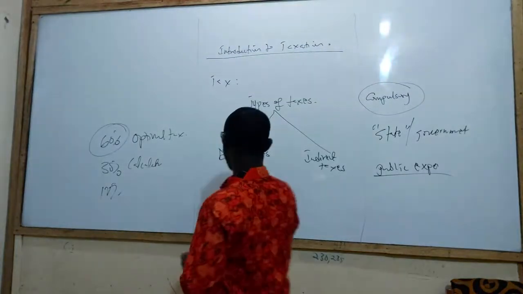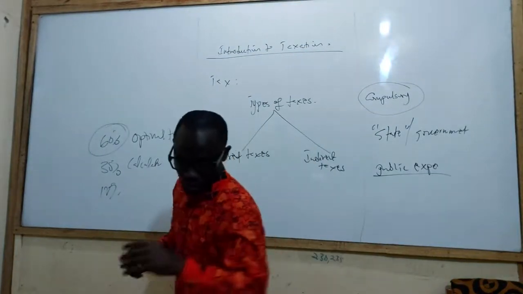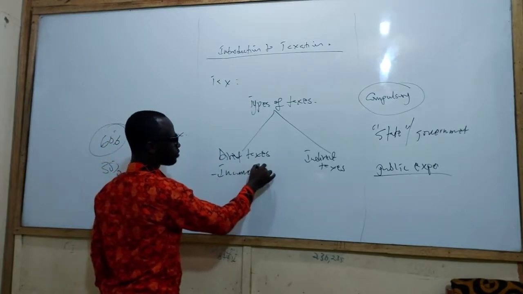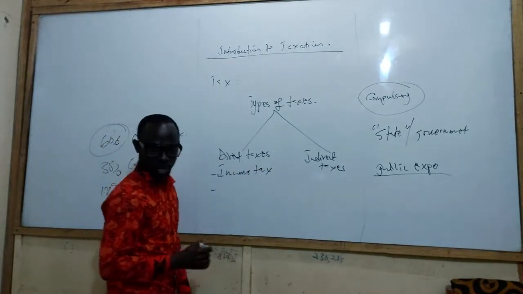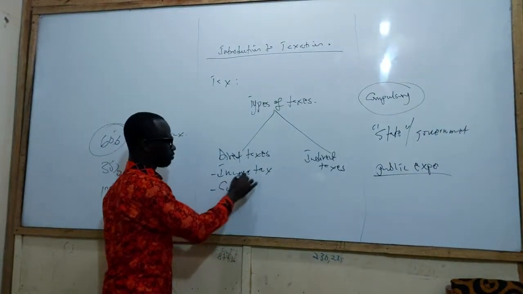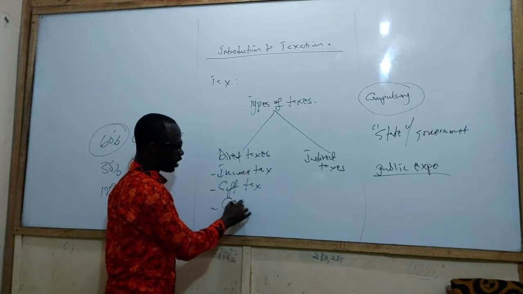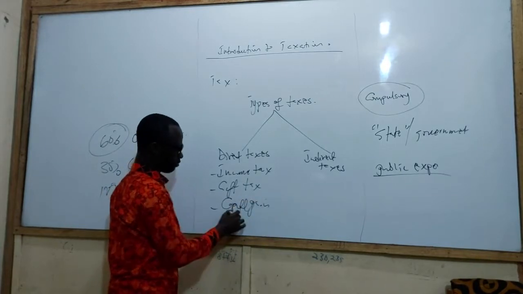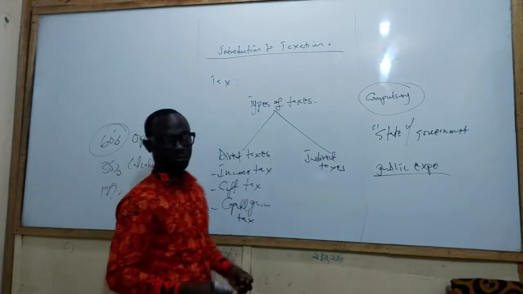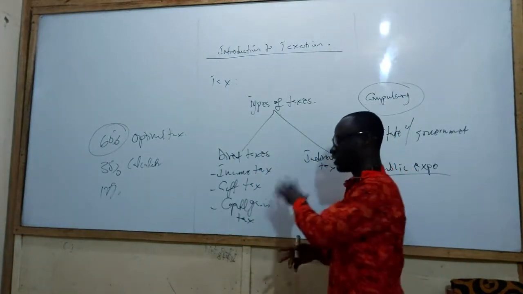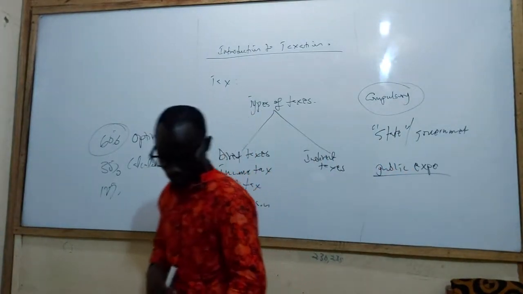Right. So when it comes to direct taxes, there are some types of direct taxes that we can talk about. We can talk about the income tax. We can talk about the gift tax, my favorite one. And then we can talk about the capital gain tax. These are examples of types of direct taxes.